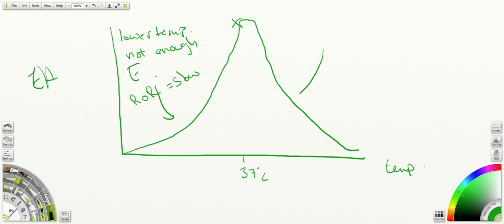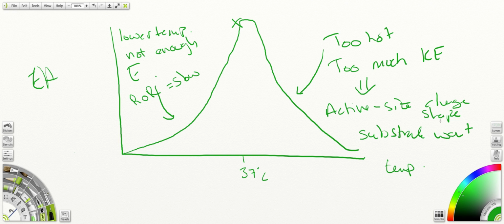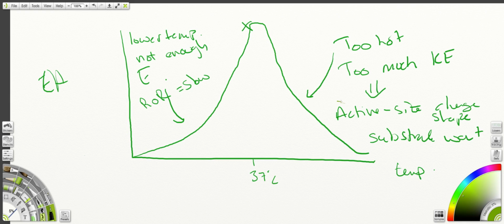Now with this bit here, what's happening is it's getting too hot. So there's too much kinetic energy. Which means that the active site will change shape. So it's going to change shape, and the substrate no longer fits. The substrate won't fit the active site. And what is this called, guys and girls? That's correct. This is denaturing.